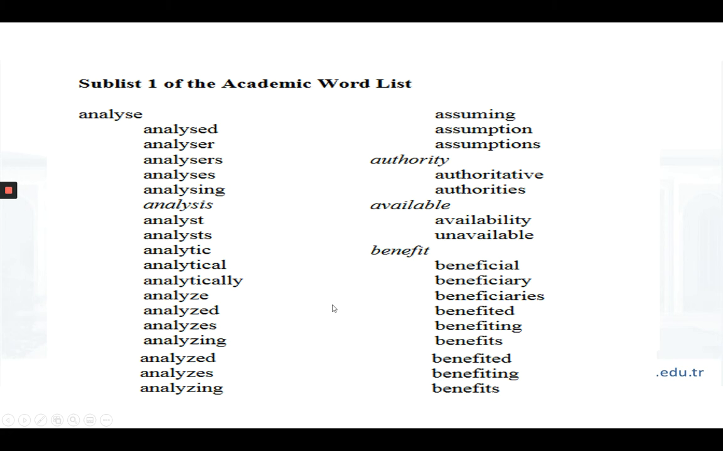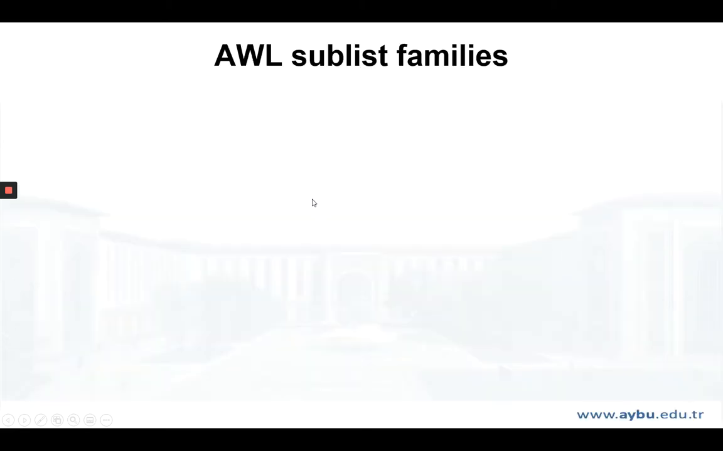Here is a sample from sublist 1. As you can see here, analyze is the head word, and these are the other forms of the word analyze, derived by adding suffixes next to them, and this is called the word family. As you can see here, some words are written in italics. This means that this form of the word is more frequently used than the head word. For example, anaesthesis is more common than the word analyze, and authority is more common, available is more common.